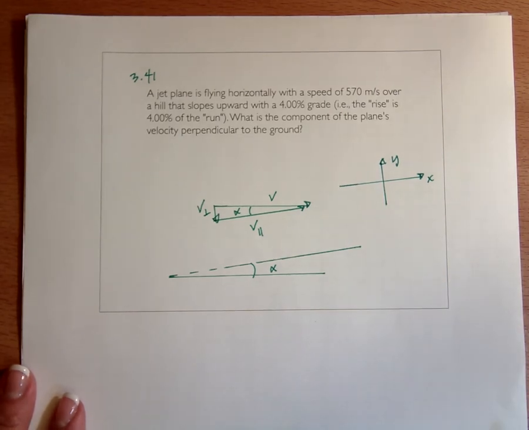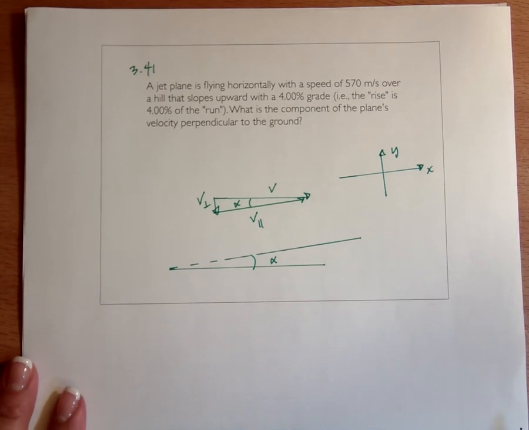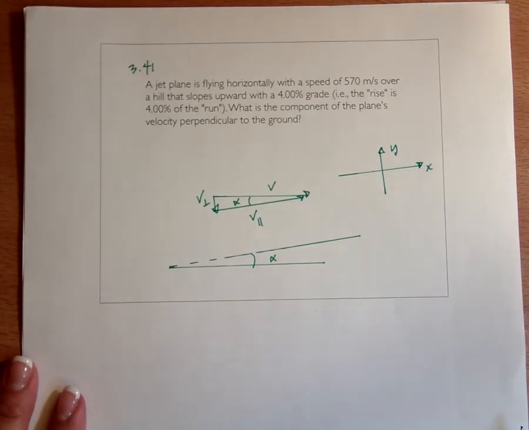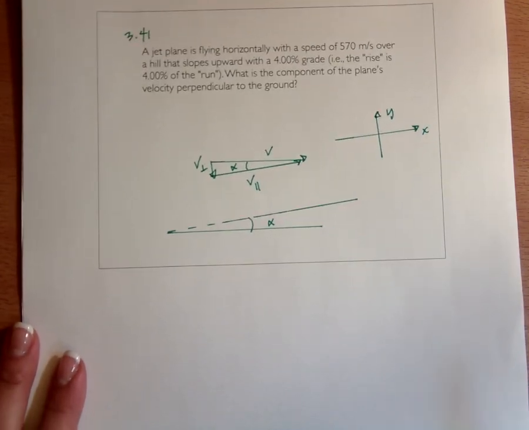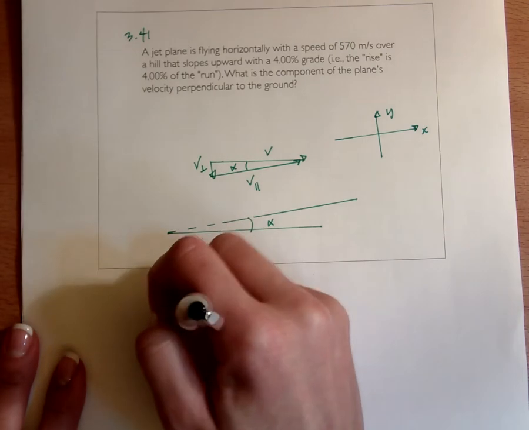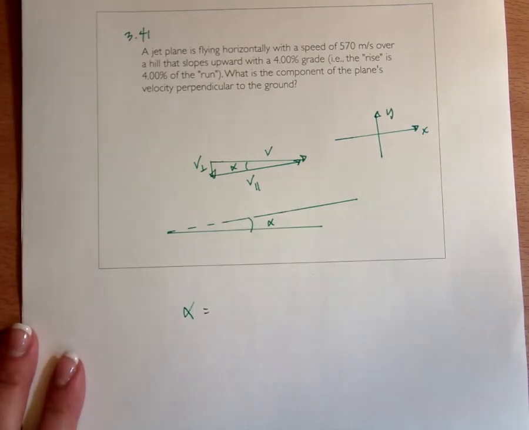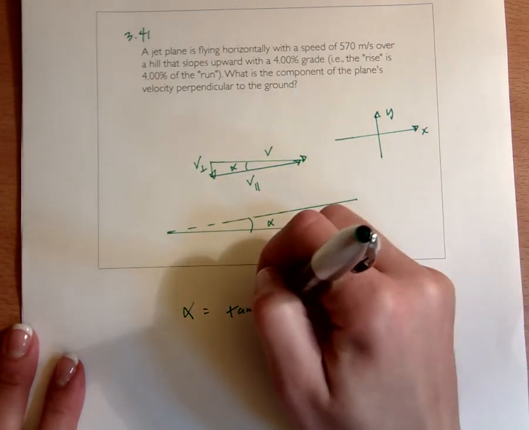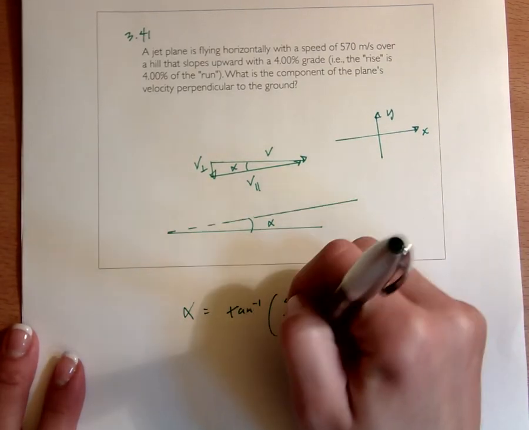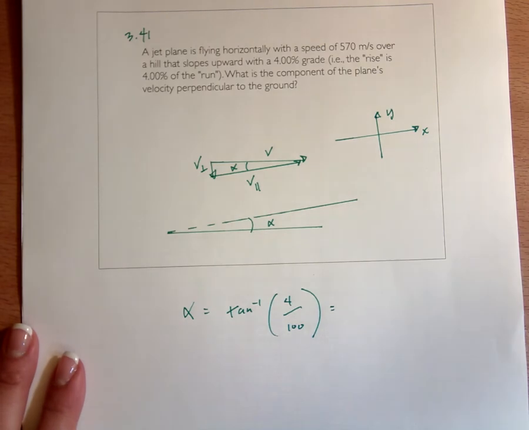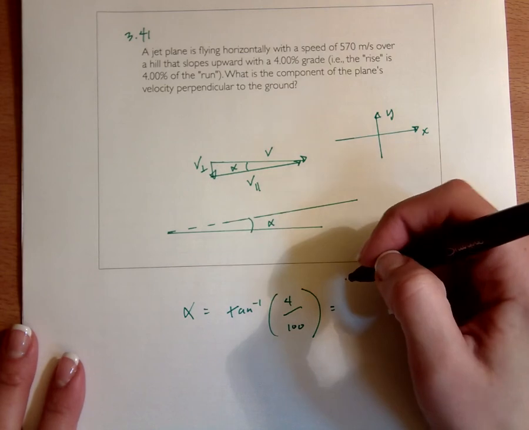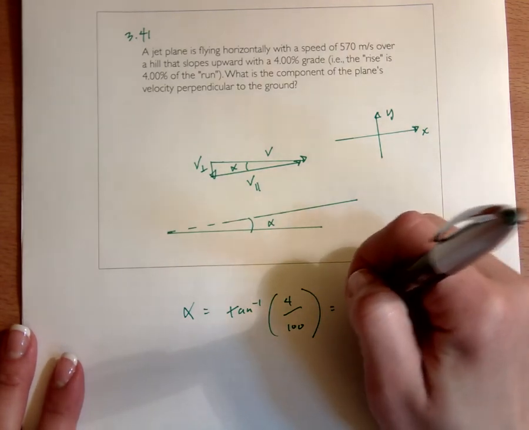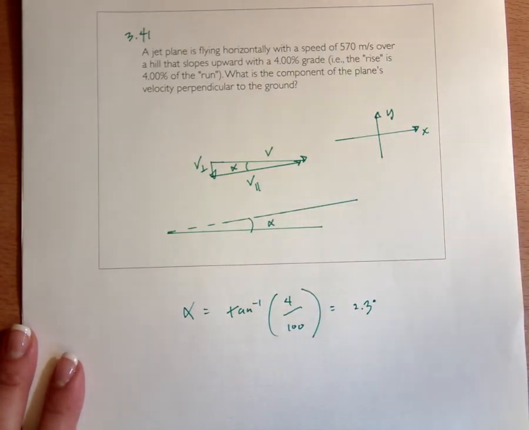So now solve. They told us that the hill slopes upward with a 4% grade. The rise is 4% of the run. So we'll go ahead and translate that into the angle alpha. That means that alpha is going to be equal to the inverse tangent of 4 over 100. That's what a 4% grade means. So, if we do the math, we get 2.3 degrees.